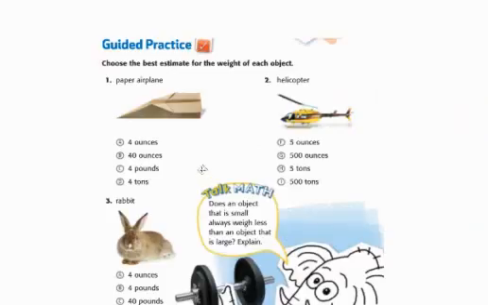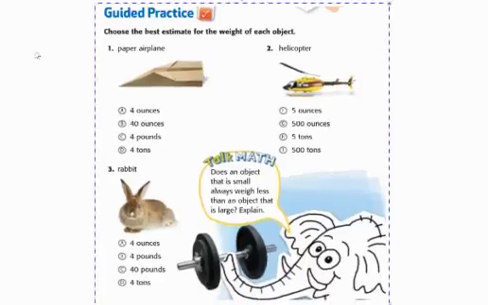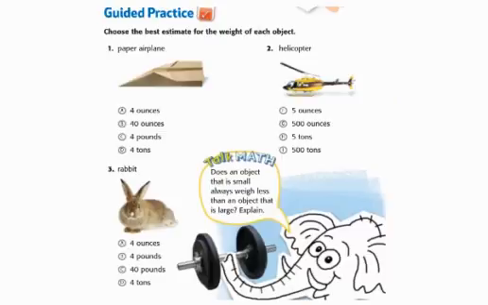Now today, a lot of your assignment is going to be estimating the weight of an object. So let's read the first one. A paper airplane. 4 ounces, 40 ounces, 4 pounds, or 4 tons. The ones I can cross off right away, I know that I'm not going to use pounds or tons for a paper airplane. Now, think, does a paper airplane weigh about 4 strawberries or 40 strawberries? It would not be able to fly if it were 40 strawberries, so we're going to go with 4 ounces.